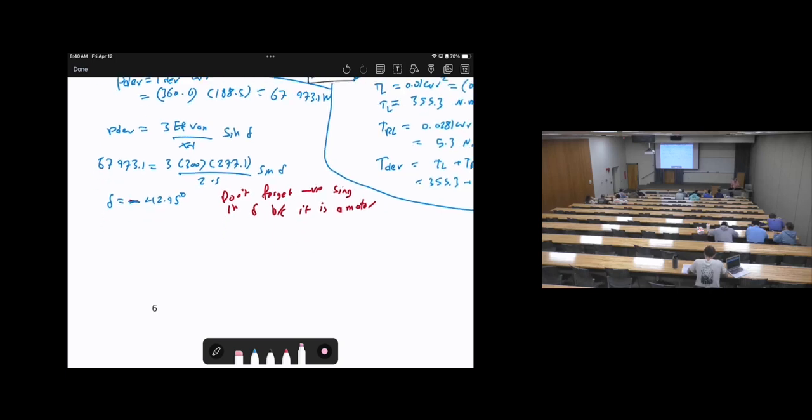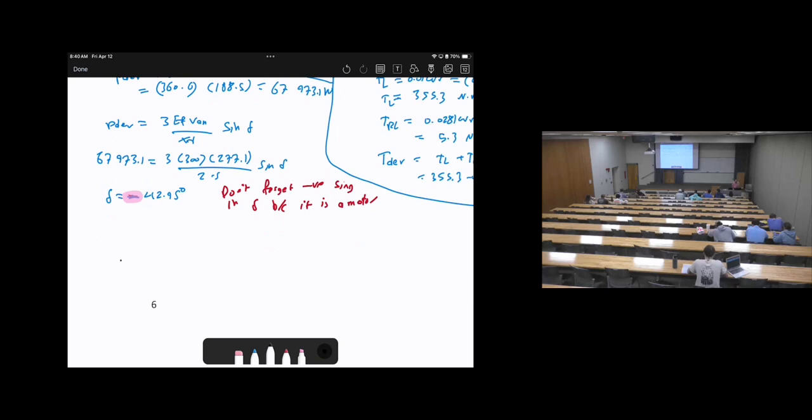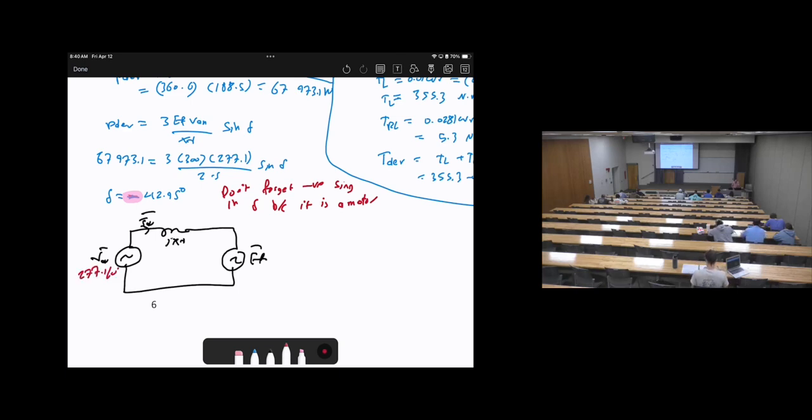How about calculating the currents? Let me redraw the circuit. We have VA here, JXD, EF, and here is the current IA. So VA is given again as 277.1 angle 0 degrees. Now EF is 300 angle negative 42.95 degrees, J 2.5. Then the only unknown is IA. Then we can do KVL.